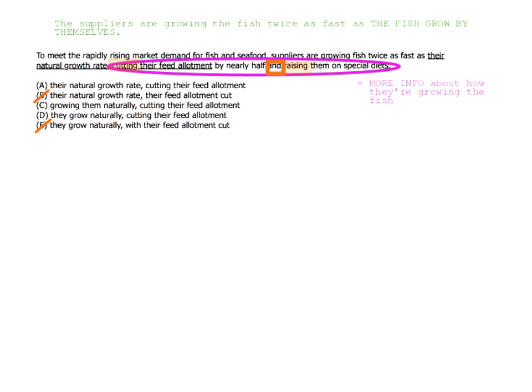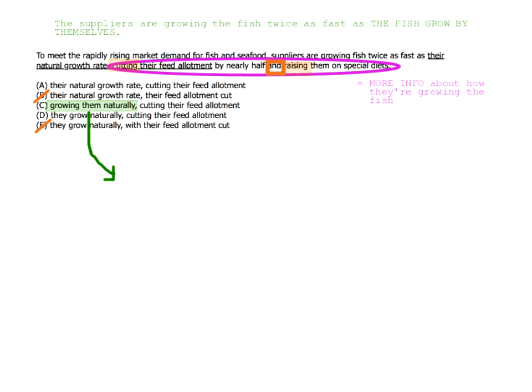There's only one thing wrong with C, but the one thing that makes it wrong actually makes it total nonsense, which is these three words right here. Growing them naturally is actually impossible in any context, because growing them means that the suppliers are growing them, which means that it's not natural. In nature, no one is growing them. They just grow by themselves.